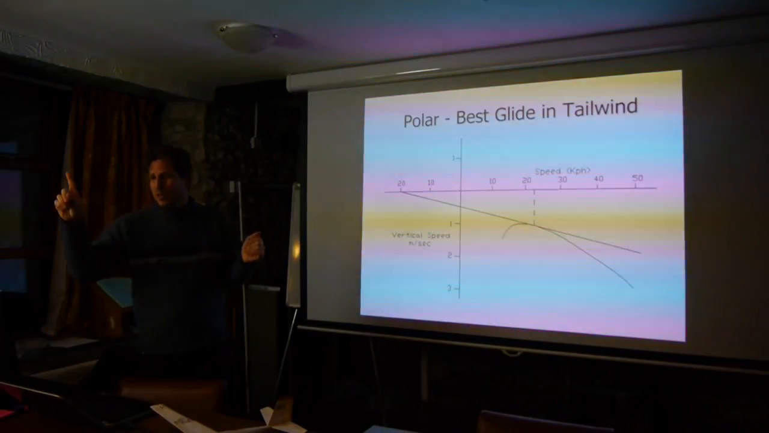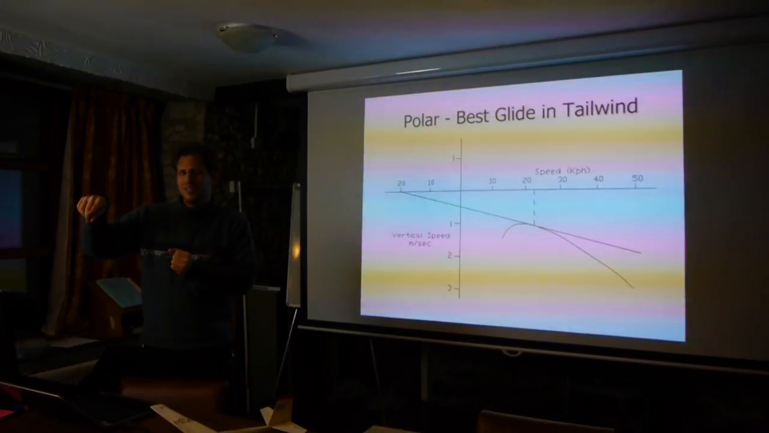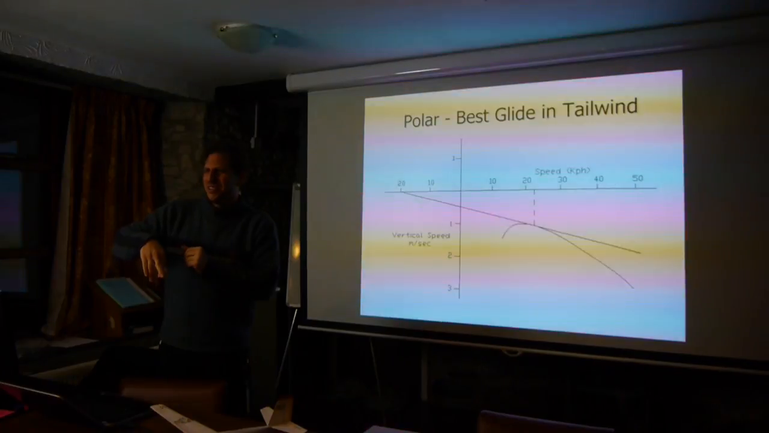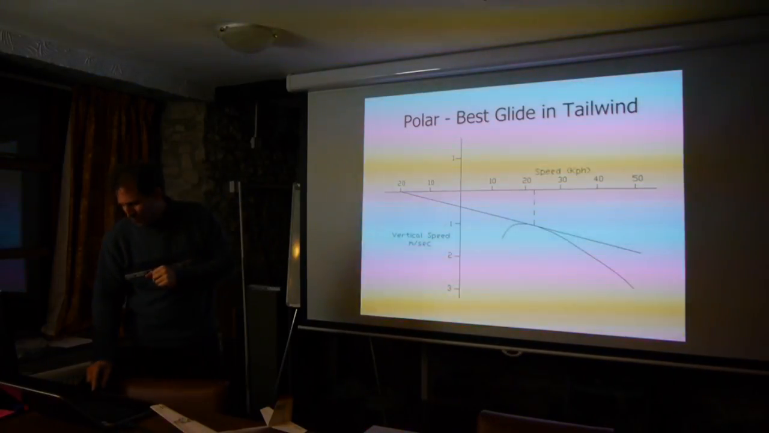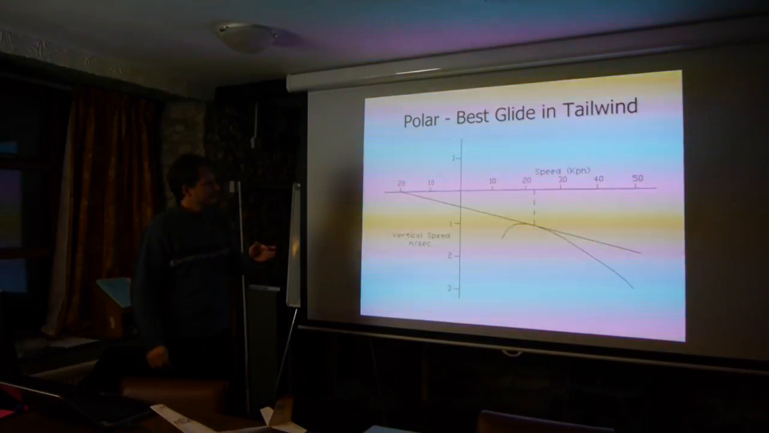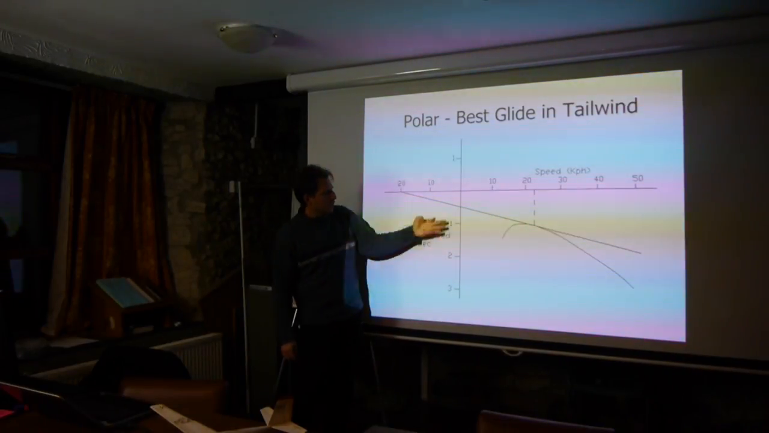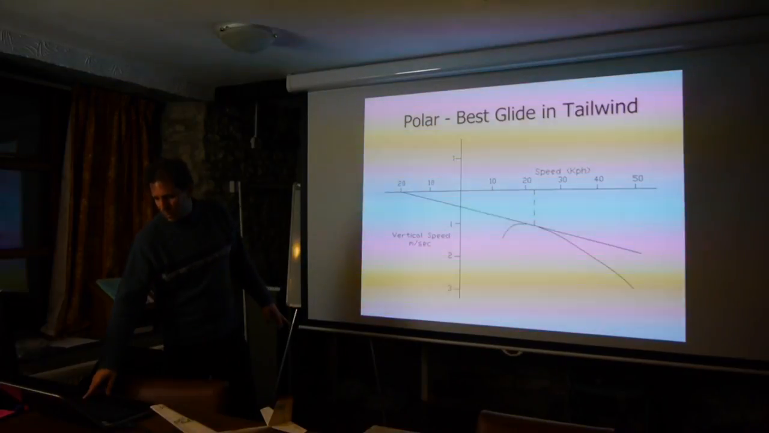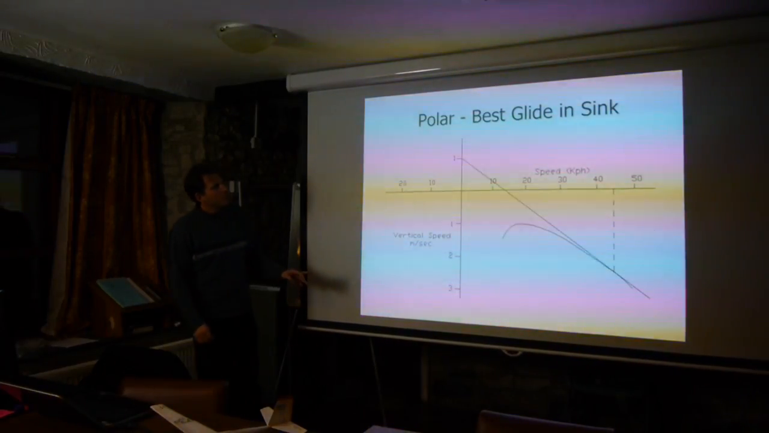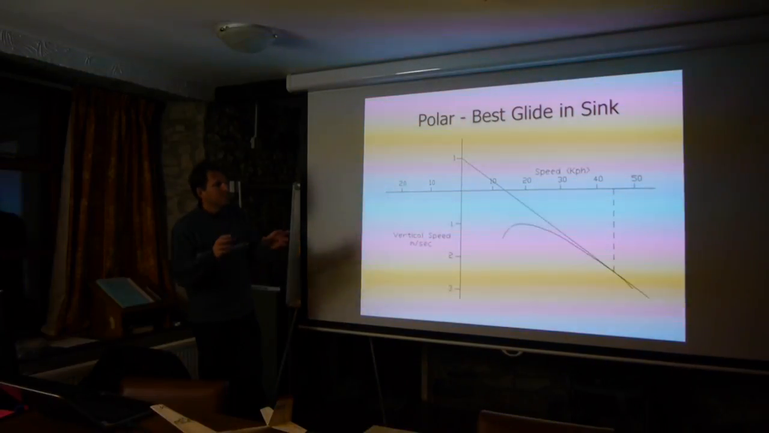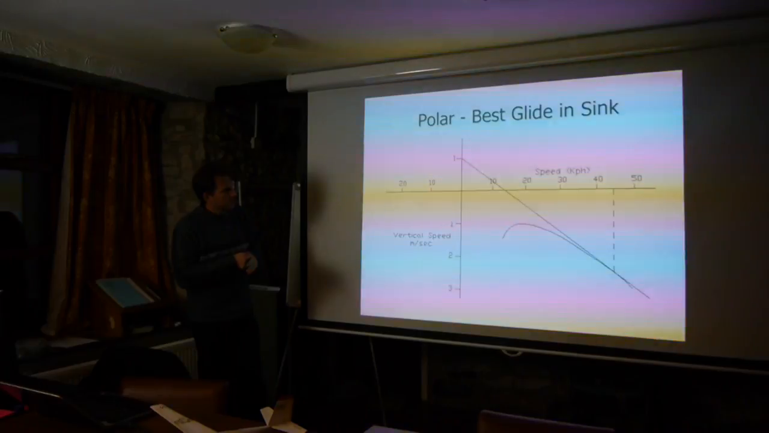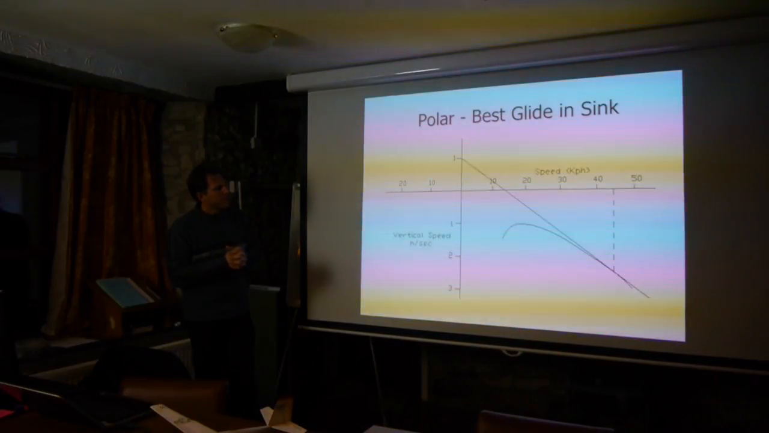So we can fly in headwind, tailwind, and where else does the air do something to us? Yes, the main one is going up and down, isn't it? If we fly in sinking air, we don't use the horizontal axis anymore. We're going to use the vertical axis, which is the vertical speed. So if you're flying in sinking air at 1 meter per second, your best glide is at what speed? 45. Yeah, 45. That's with no wind.